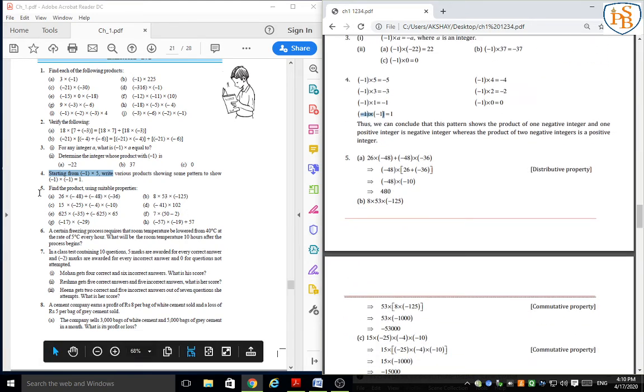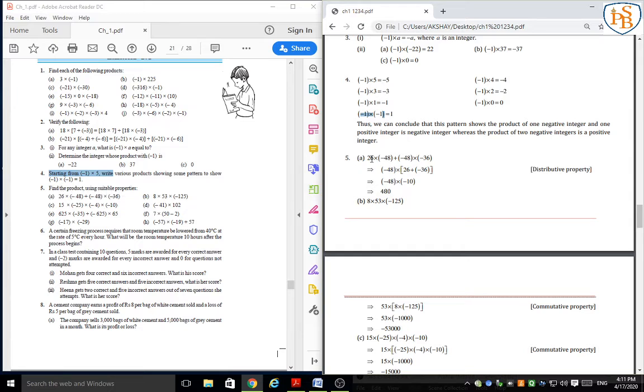Okay, the important question number 5, find the product using suitable properties. I am going to explain one example here. With the help of this, you can solve the rest at your home. If you have any queries, you can ask me, or you can contact me through the school. Find the product using suitable properties.